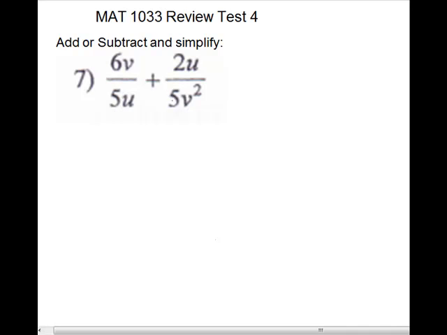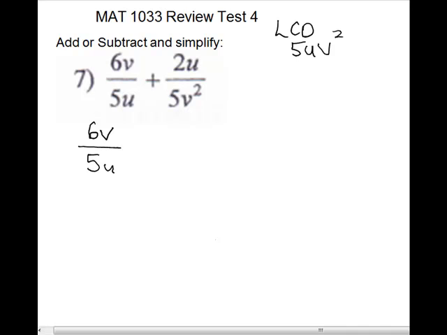For the numbers, we are going to need a 5. For the u's, we only have one u, so we'll need a u. And we will need a v squared for our common denominator. So we need that under each piece. I'm going to bring down what I have, and then we'll put on the missing pieces.